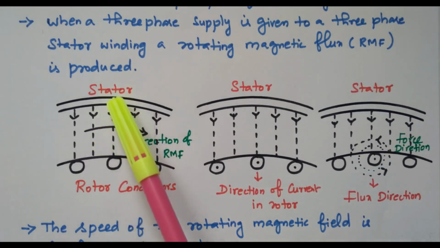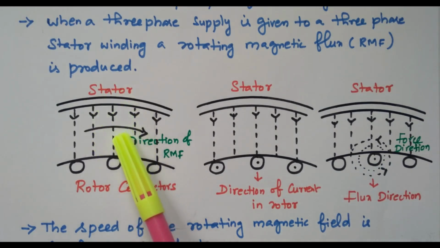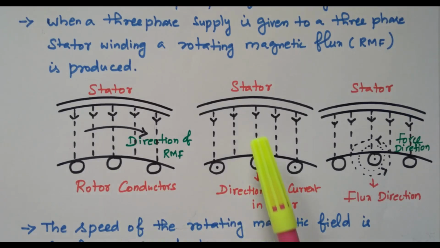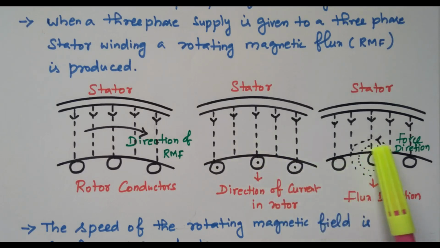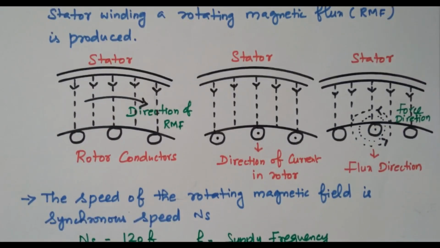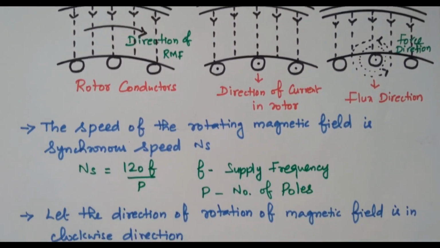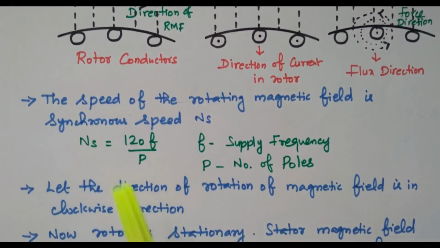Initially the supply is given to the stator, so the rotating magnetic flux is produced. This flux cuts the rotor conductors. Due to that, EMF is produced. That EMF will circulate the current. Now the current carrying conductor placed in the magnetic field will experience a force, so it will start rotating, right? So this is the basic principle. Now we'll see the description. We'll see what is the speed of the rotor and other things.